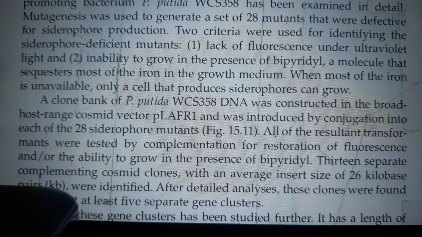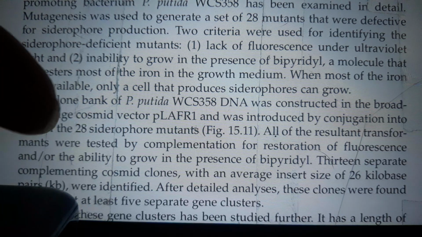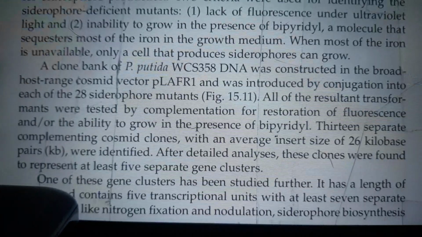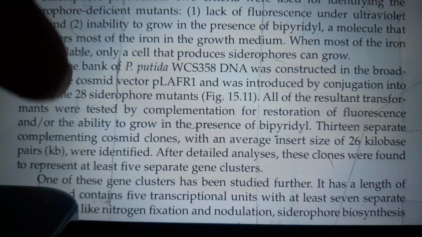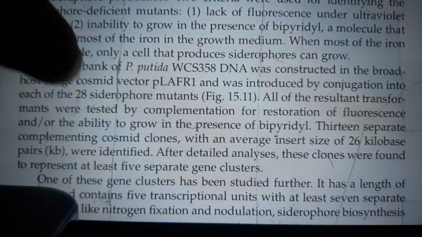Two criteria were used for identifying the siderophore deficient mutants. One was a lack of fluorescence under UV light, and two, inability to grow in the presence of bipyridine, a molecule that sequesters most of the iron in the growth medium. When most of the iron is unavailable, only a cell that produces siderophores can grow.